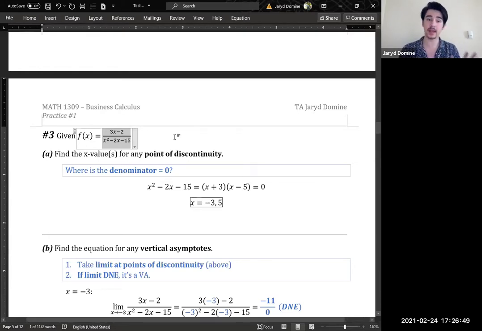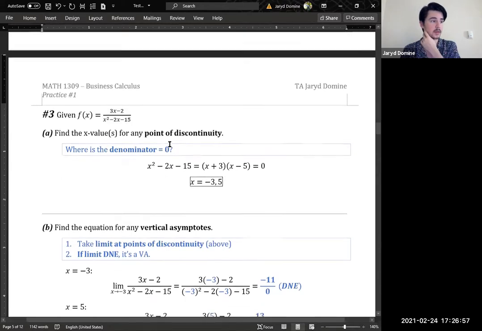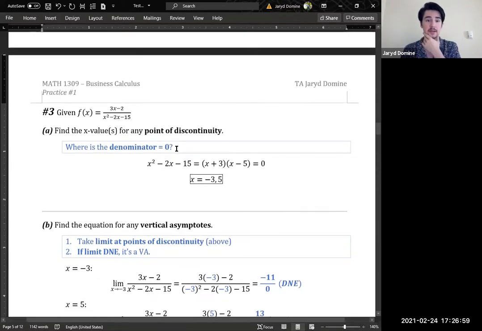Okay, part A asks, what are the points of discontinuity? And this is a very easy question to answer. There's just one thing you have to know. Where is the denominator equal to 0? Because when the denominator equals 0, that means we are dividing by 0. And that's a point of discontinuity when we're dividing by 0.